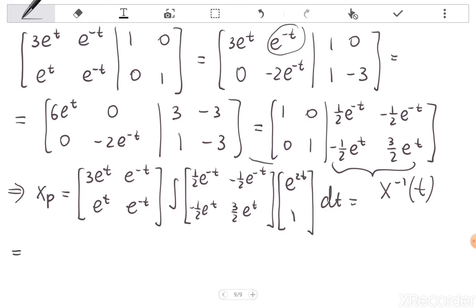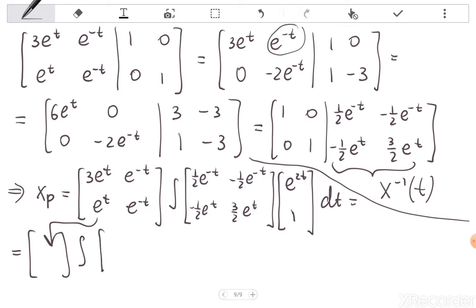Okay, let's find it. Let me leave it like here, and the integral of what? When we multiply, we get a vector again, right? And the first term of this vector will be a half e to the minus t times e to the 2t. So this will be a half e to the t, right? Minus a half e to the minus t times 1. So minus a half e to the minus t.